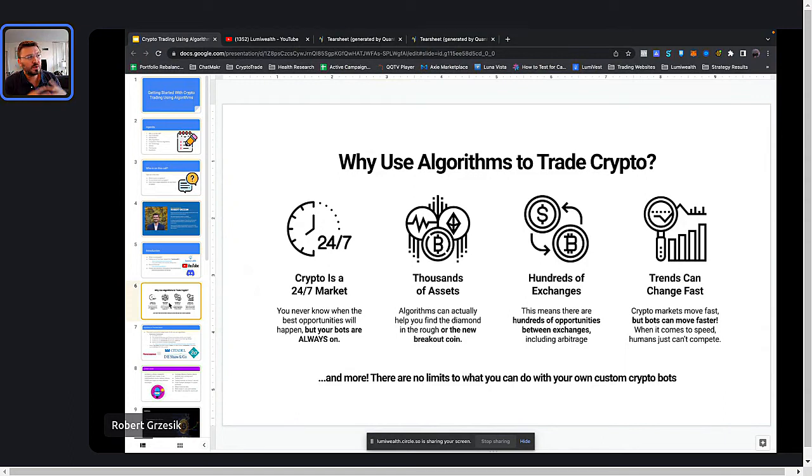The same thing goes. Crypto is a 24-hour market, so you could be asleep when certain things are happening. You could be eating dinner. You could be doing all sorts of stuff, and you don't realize what's happening.